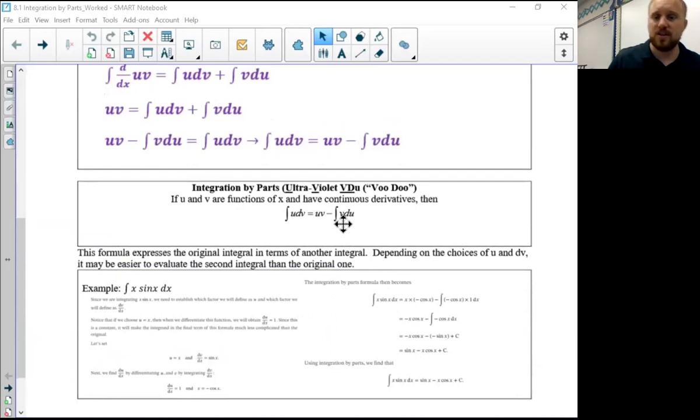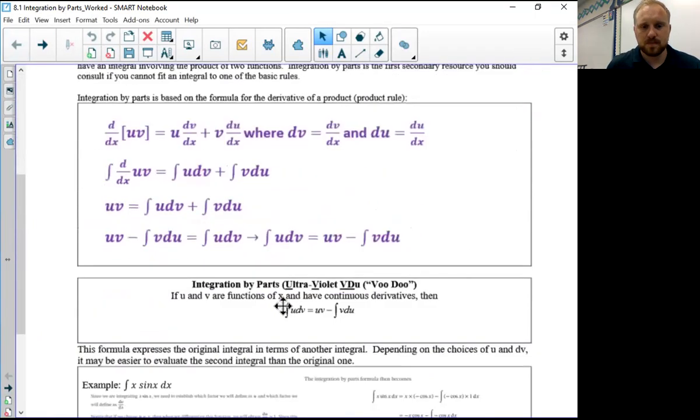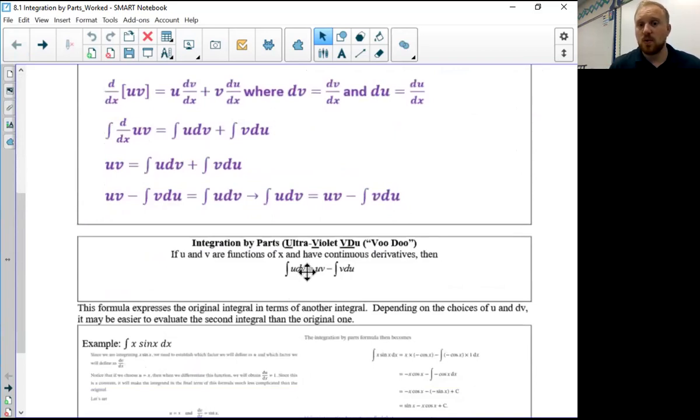We came up with this funny little acronym, which is ultraviolet voodoo. Basically, the integral of u dv is equal to uv minus the integral of v du. And that is what integration by parts is. You will see in our examples that we have to choose a u and we have to choose a dv. So we let u be one of the functions and let dv be the other function in terms of dx.